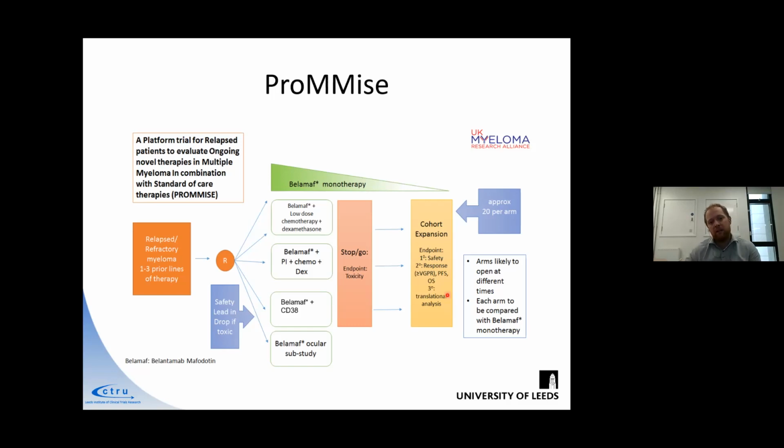So what we've proposed here is a flip-flop design. The monotherapy arm will go straight into cohort expansion, and if there's an arm open in escalation, we'll prioritize patients getting access to that, and then the arm will shut, and then we'll flip towards the monotherapy, for example. So we flip between each of the arms to maintain constant recruitment, and this really brings down the total length of the trial, to bring novel drugs in combination to patients quicker.